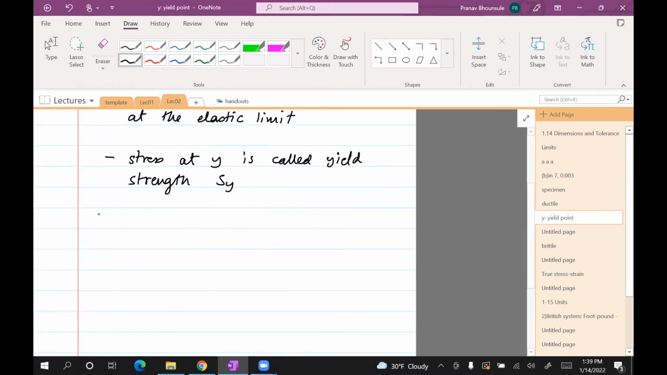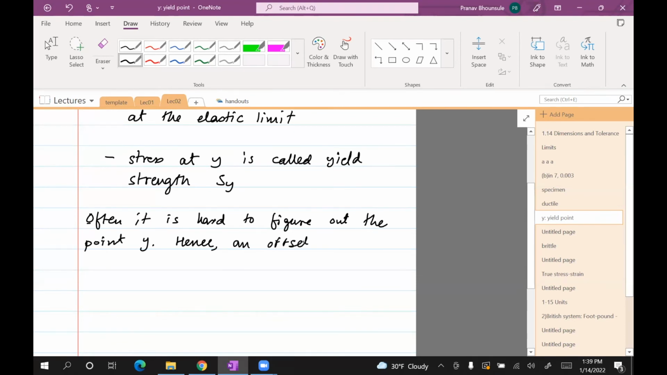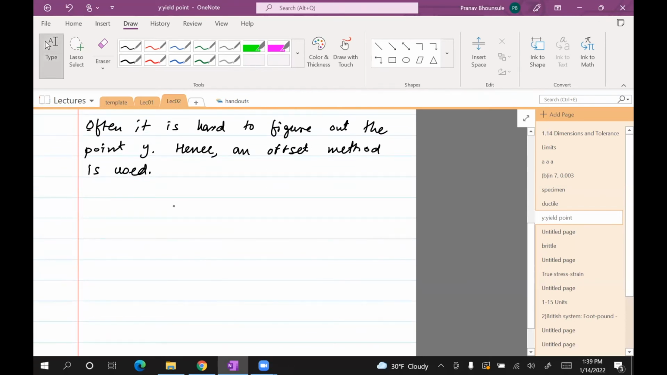Okay, so it is often hard to figure out the point Y. So hence, a method called an offset method is used. Okay, so what the offset method does is as following.